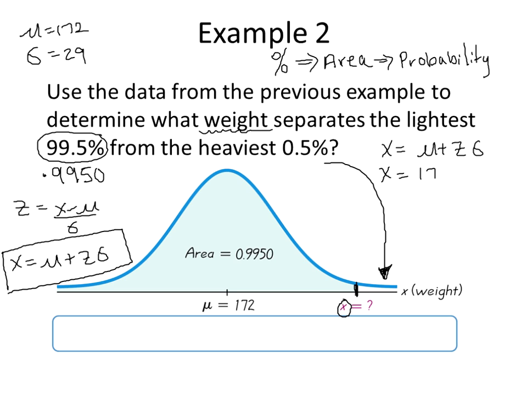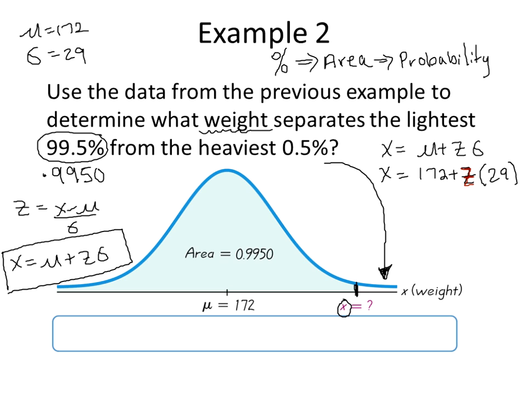So x equals the mean, which is 172. I do not know the z-score, but I do know the standard deviation, and that's 29. So it looks like my unknown here is that z-score. So I have to figure out what that z-score is. Okay, so I go from my normal distribution to my standard normal distribution.